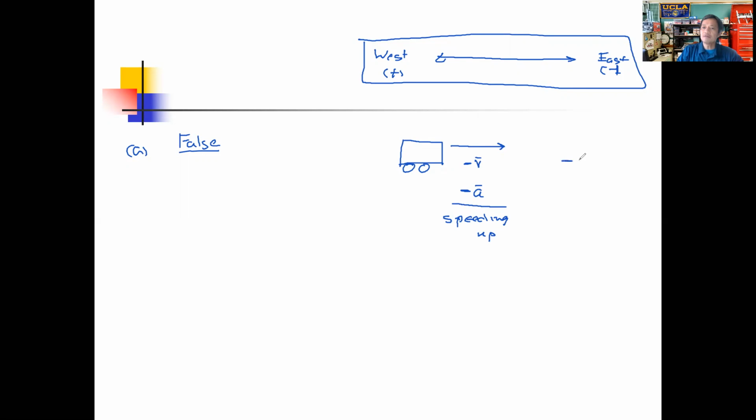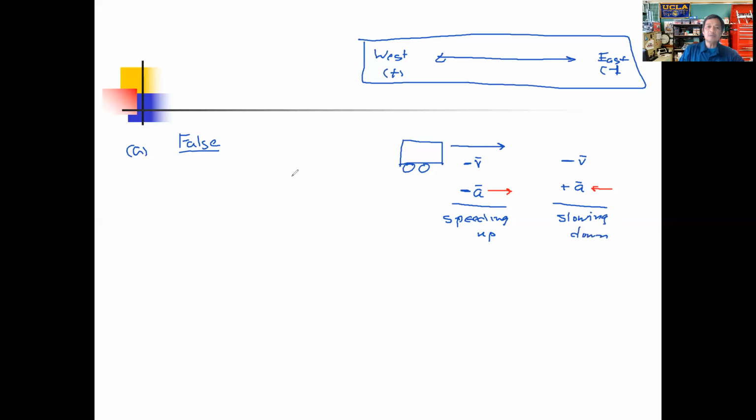However, can you have a situation in which the velocity is negative and the acceleration is positive? And the answer is yes. Make sure you keep in mind that the acceleration is also in the same direction. So that's the acceleration there. In this case, the acceleration will be in the opposite direction of the velocity. So if the velocity is negative and the acceleration is positive, what's happening here? Well, the object is slowing down.